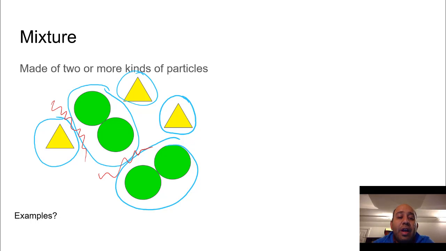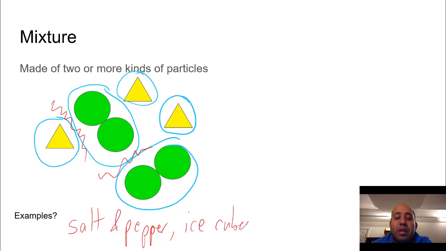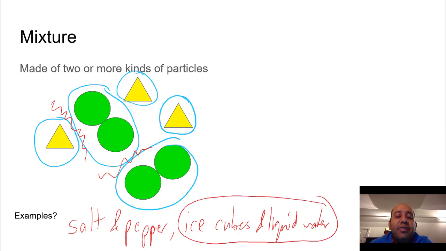So what's an example of a mixture? Well, if you were to put salt and pepper together, right, that would be a mixture. Or if you were to put ice cubes and liquid water together, right, that would be a mixture too. So two or more kinds of particles. Now in this case, they're actually both H2O, but at least physically they look a little bit different, right? The ice versus the liquid water.